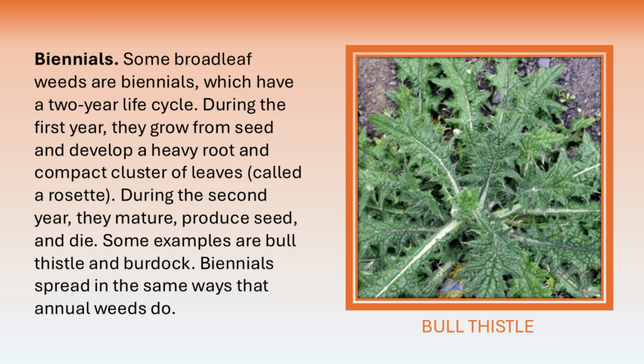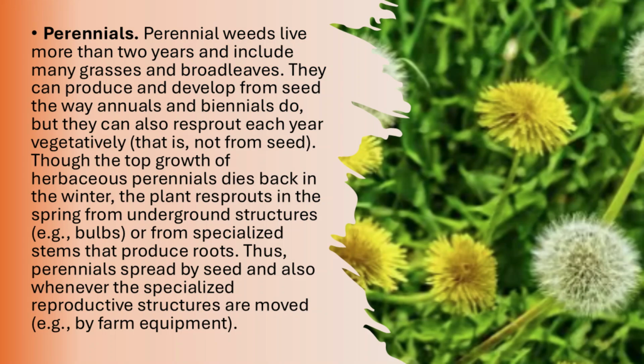Biennials. Some broadleaf weeds are biennials, which have a 2-year life cycle. During the first year, they grow from seed and develop a heavy root and compact cluster of leaves called a rosette. During the second year, they mature, produce seed, and die. Some examples are bull thistle and burdock. Biennials spread in the same ways that annual weeds do.